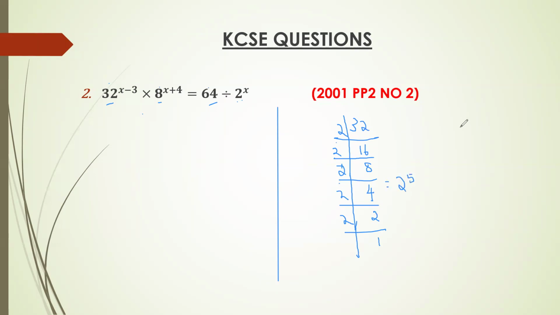Okay. So the same goes with 8. 8 pia utadivide by 2 ni 4. Divide by 2 ni 2. Divide by 2 ni 1. So ni 2 power 3. Okay. So moja ni 2 power 5, nyingine ni 2 power 3.